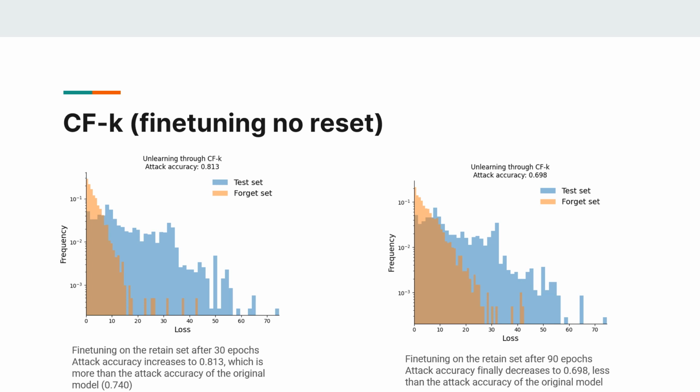So here you can see the loss distributions. Initially, the attack accuracy goes up after 30 epochs. You can see it's 0.813 when it was really 0.74. But after going to 90 epochs, unlearning works and the attack accuracy drops to 0.698.